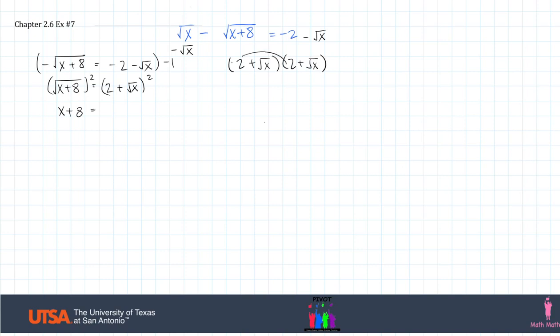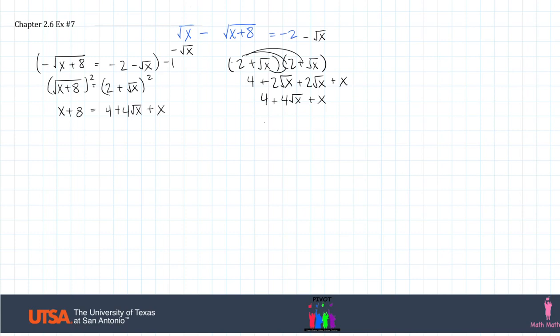We distribute this, we get 2 times 2 is 4, and then plus 2 root x plus 2 root x, and then the square root of x times square root of x is just x. So this simplifies to 4 plus 4 times the square root of x plus x. And let's put that back into the equation over here.